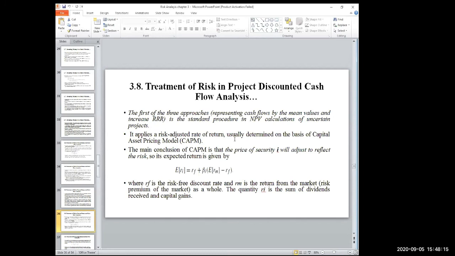The capital asset pricing model assumes that the price of a security is adjusted to reflect the risk. Let's say we have product A and it has a price of 10 birr, Ethiopian birr. According to the capital asset pricing model, the price 10 includes the risk. Any price is risk adjusted. Based on this assumption, we can expect a return by using this formula, right? This is the expected return.